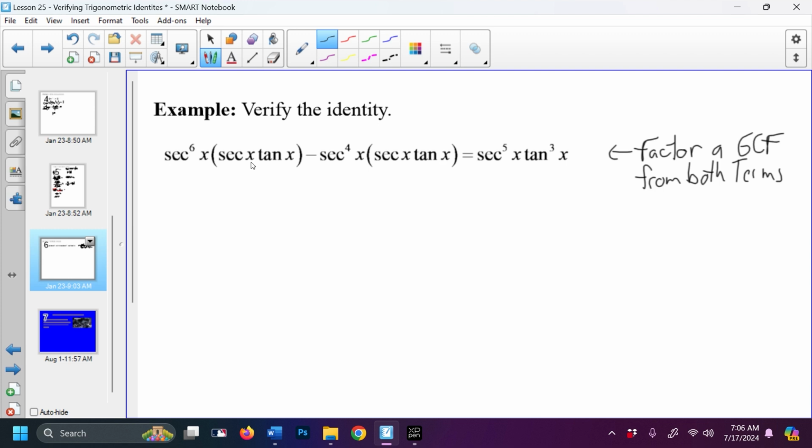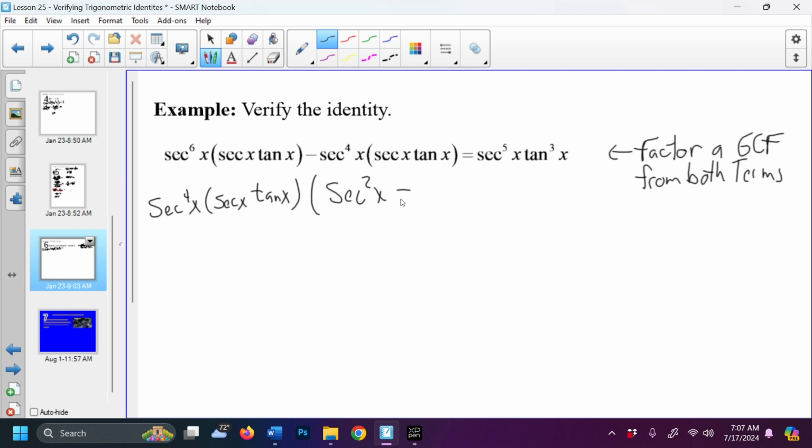I have a secant to the 6th x and a secant to the 4th x. And so the greatest common factor between these two parts is going to be secant to the 4th x. So if I divide out a secant to the fourth x and a secant x tangent x from both terms, that will cancel that out, and that'll cancel 4 of these 6 secant x's. So that will leave me with secant squared x. And since my greatest common factor is secant to the fourth x, secant x, tangent x, when I divide this expression into that expression, I'm basically dividing everything out.